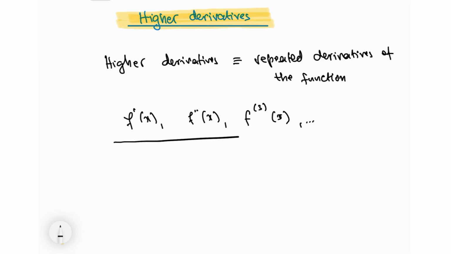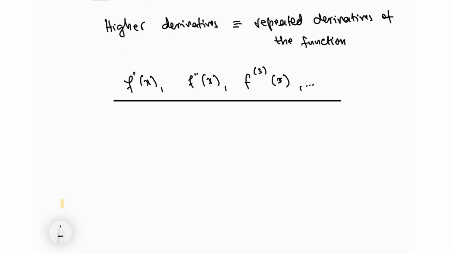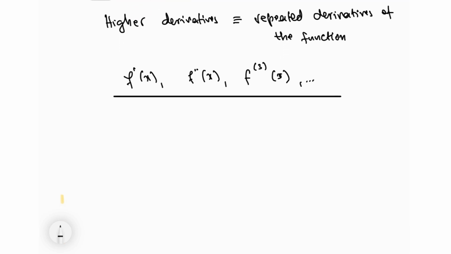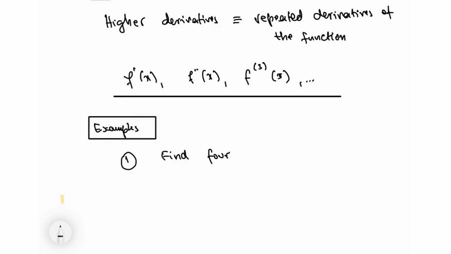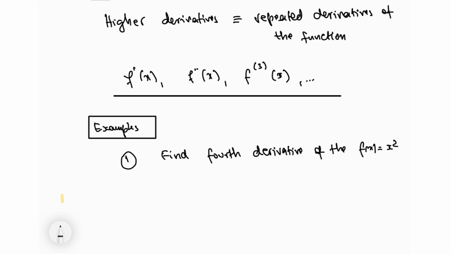So that is all from the theory that is needed to know about higher derivatives, and we will present some examples. So example 1: find the fourth derivative of the function x squared. Answer.